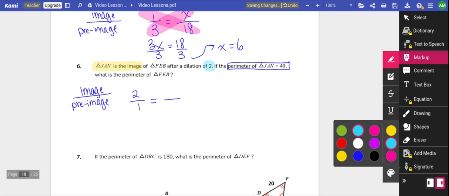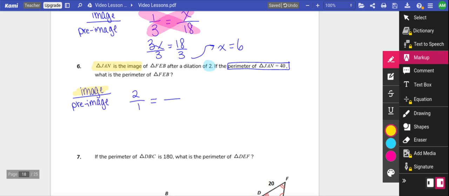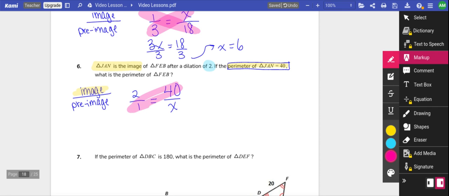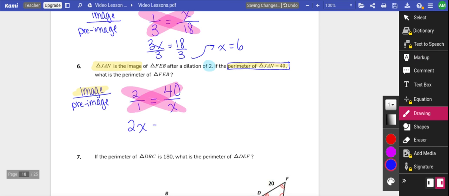Now remember, in my ratio, my image needs to be on top. I know that Jan is 40. I was told earlier in the question that Jan was my image. So that means that the 40 needs to go on top in the second ratio. And my x goes on the bottom because I don't know the perimeter of my pre-image. Let's cross multiply. 2x is equal to 40 times 1, which is 40. Divide by 2. x is equal to 20.